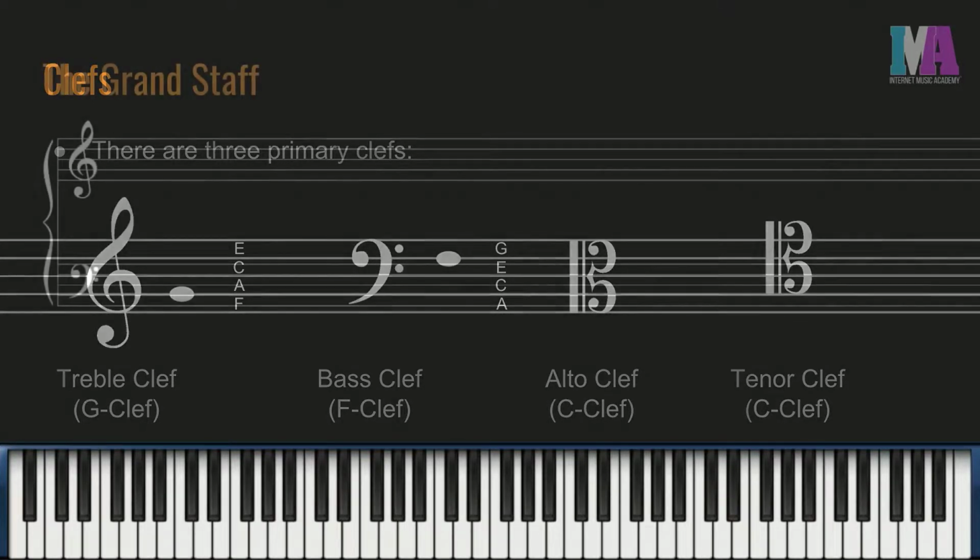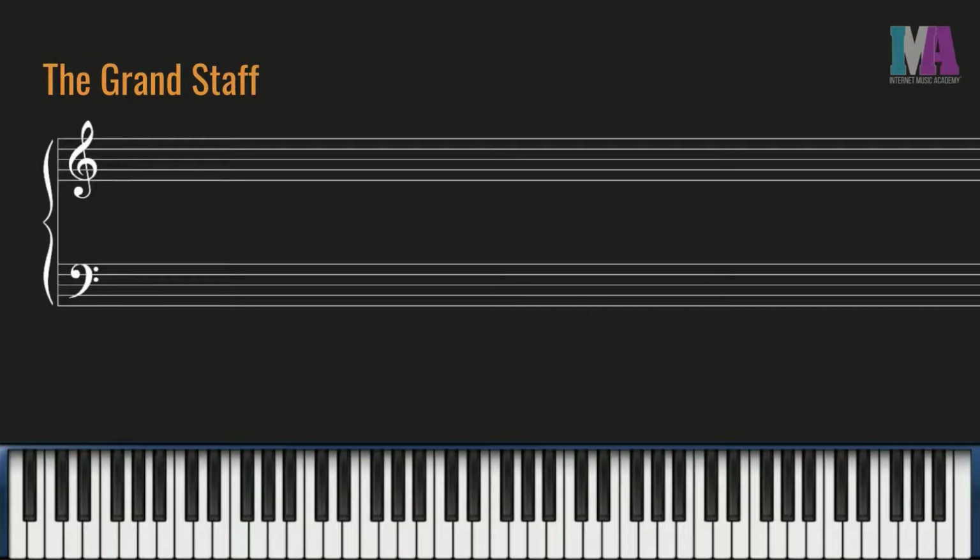Now, if you have ever seen piano music before, you might have noticed that it is actually 10 lines, not 5, but with a larger space in the middle. These 10 lines together form the grand staff. The top 5 lines make up the treble staff, and the bottom 5 lines are the bass staff.